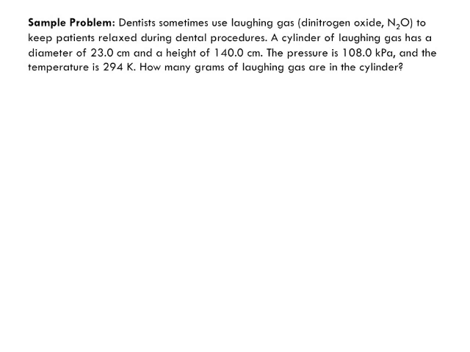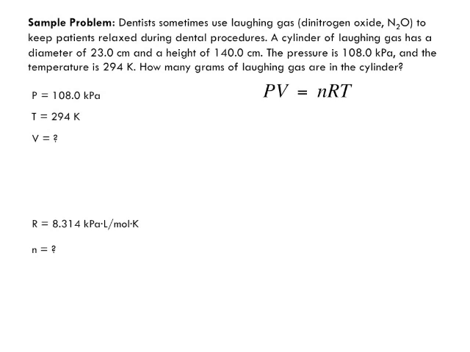So let's identify the information that we're given. Pressure, 108.0 kilopascals. Temperature, 294 Kelvin. Our volume is something that we're going to need to find. It's not given directly, but we can find it because we've been told that it's a cylinder of laughing gas, so we have to go back to our math skills and measurement and find the volume of a cylinder. We know that our R is 8.314 kilopascals liters per mole Kelvin, and we're trying to find our n value when we're given PV equals nRT.